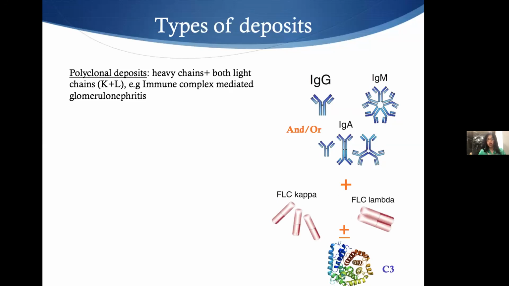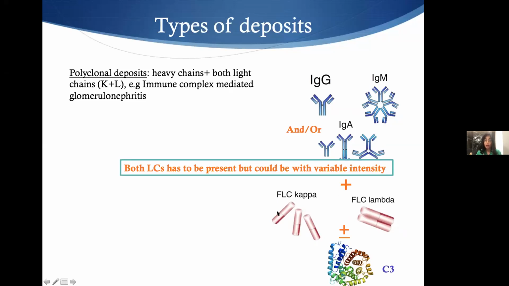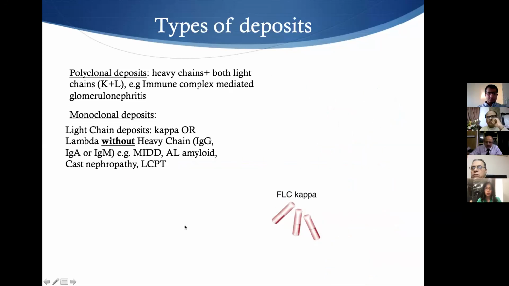These are patients who have what we call polyclonal deposits. So one immunoglobulin and both light chains. Both light chains have to be present. So you have to detect kappa and lambda, but with variable intensity. We already know that they have a ratio, and in general, kappa is more than lambda, so the intensity of their presence in the kidney also varies. But at the end of the day, in a polyclonal deposit, this is what you see. You get to see all of this, both light chains. What about monoclonal deposits?